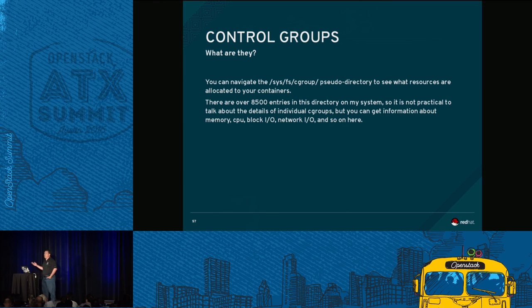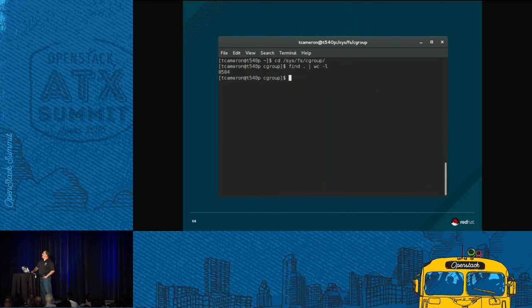Now, there are over 8,500 entries in that directory just on my little laptop, so it's not practical to dive into the depths of it, but essentially, you can look inside of there and get information about, again, memory, CPU, block device I/O, network I/O, and so on in that environment. And I just showed that when you go to the sysfs cgroup directory and do a find dot, pipe wc -l, there's almost 8,600 instances in there.